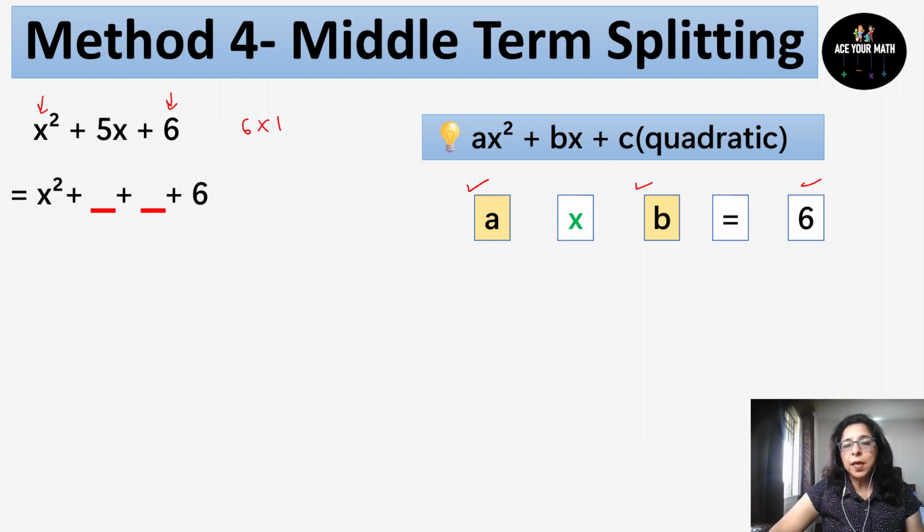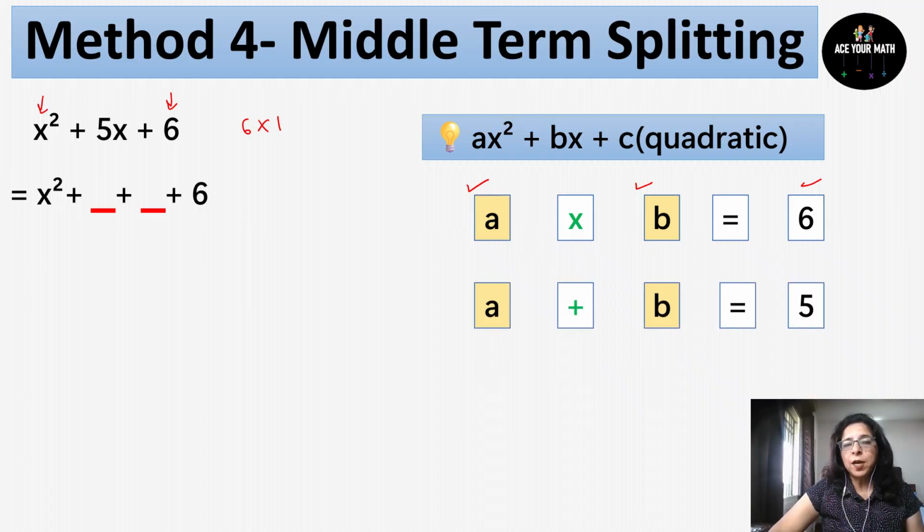And a and b have to be such that when you add them, when you take the sum of a and b, it should be 5. And what is 5 here? 5 is the coefficient of the middle term. So what is the coefficient of x here? It is 5 only. So when you take a and b, the sum has to be 5.